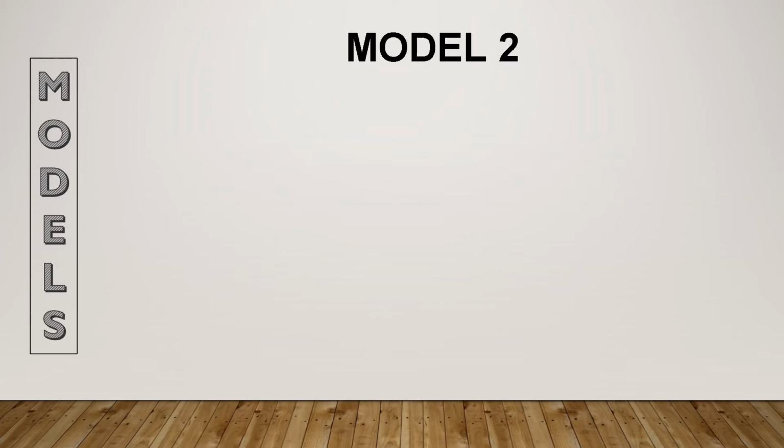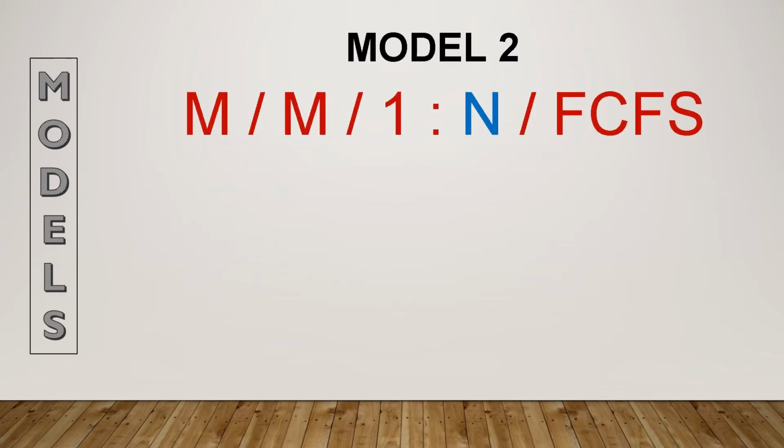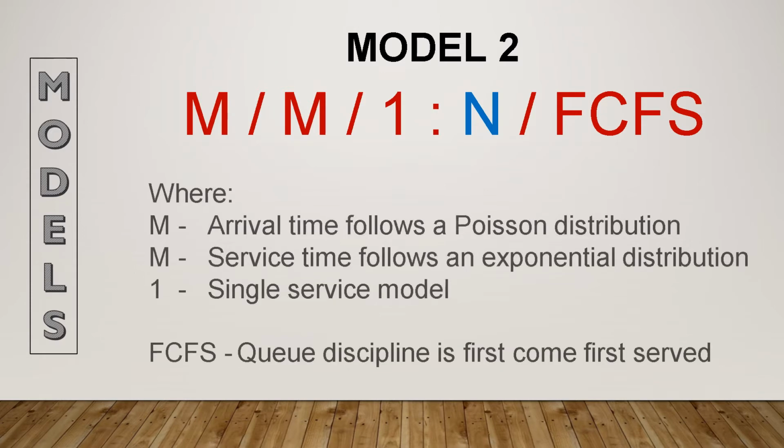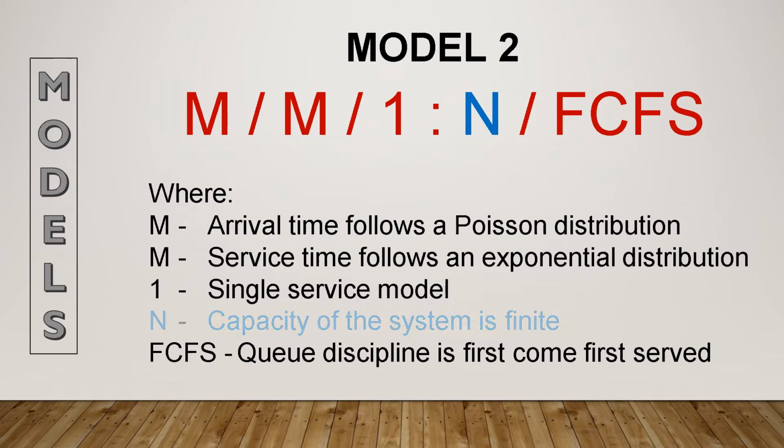Next, model 2. As you can see, the only difference between model 1 and this model is the capacity of the system. The K in here pertains to the capacity of the system, which is finite. In the first model, it is infinite. In this model, the capacity is finite.